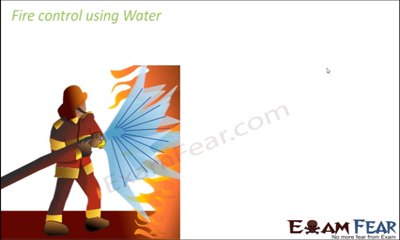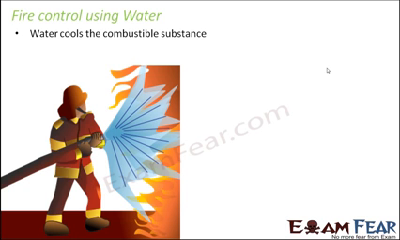So now, knowing this concept of auto ignition temperature and flash point, we will see how water helps to control fires. Have you ever seen that if a building catches fire or if a shop catches fire, what happens? People call the fire brigade, and what do they do? They try to put off the fire using water. Now, why does water help to extinguish fire, and what is the property in water which helps to get rid of fires? Water cools the combustible substance.